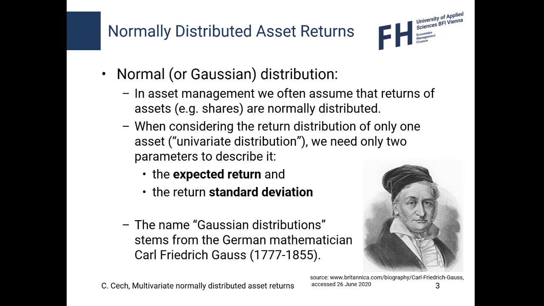Very often it is assumed that financial assets like shares have returns that are normally distributed. And one very nice feature of this normal distribution is that when we consider only one specific asset, then we only need two parameters to describe its returns. The first parameter is the expected return, and the second parameter is the return standard deviation.